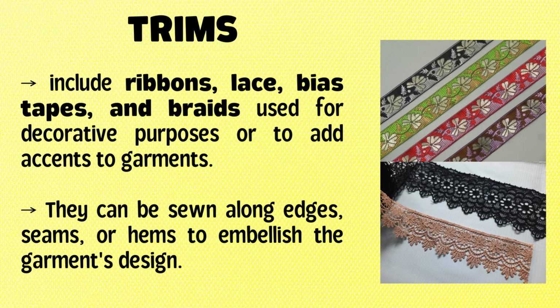4. Trims. Include ribbons, lace, bias tapes, and braids used for decorative purposes or to add accents to garments. They can be sewn along edges, seams, or hems to embellish the garment's design. These decorative materials are added to garments to improve their appearance. They make clothes look more stylish and detailed by enhancing edges and designs. Trims help give garments a unique and attractive finish.